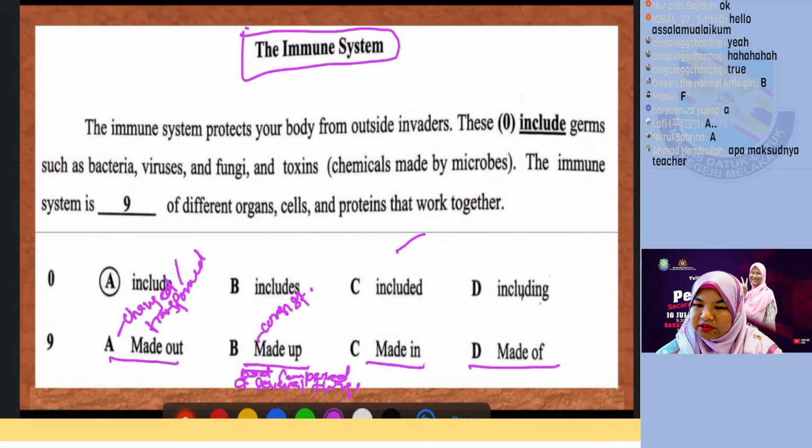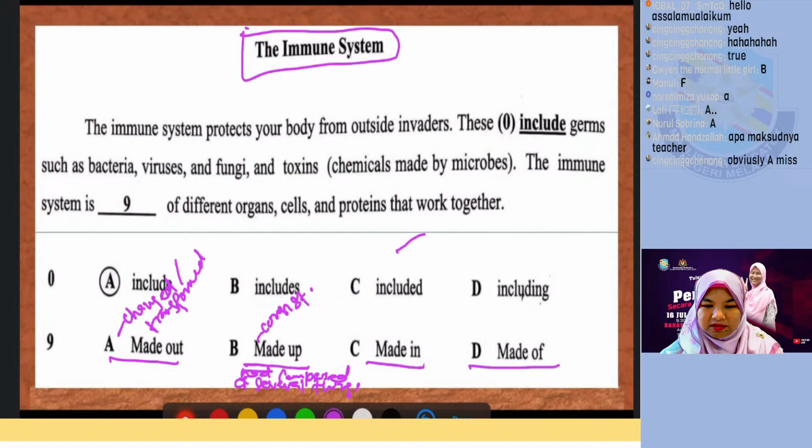Apa maksudnya, teacher? Which one? Which one, Hanzalah? Which one do you mean, Hanzalah? Apa maksudnya tu, Hanzalah? Is it A, B? Okay, Ching. Obviously A, teacher. You are very confident.